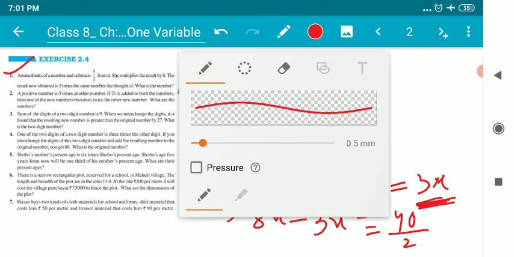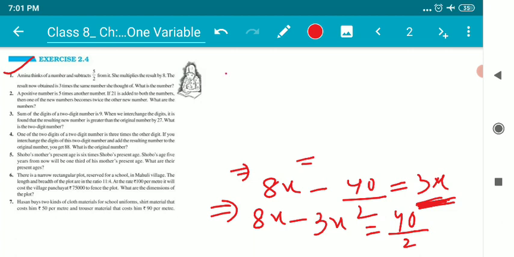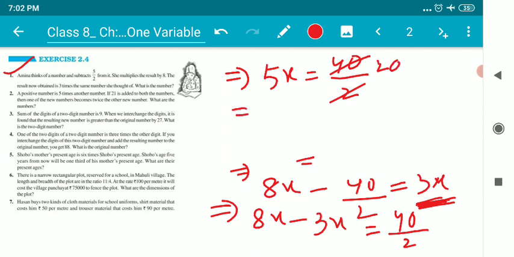Now, 8x minus 3x results in 5x. Here it was 40 by 2. I can reduce them, as 2 and 40 can be cancelled. 2 20s are 40. So my answer is 5x equal to 20.